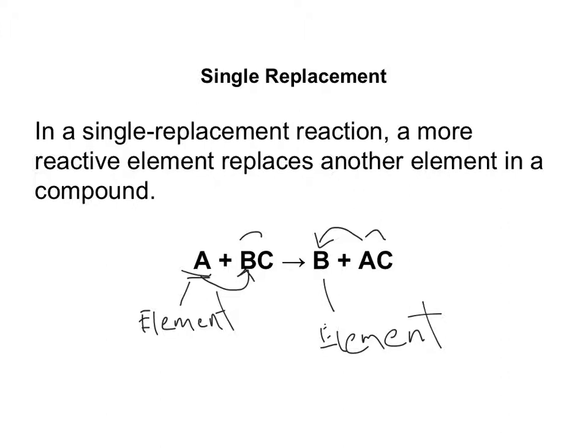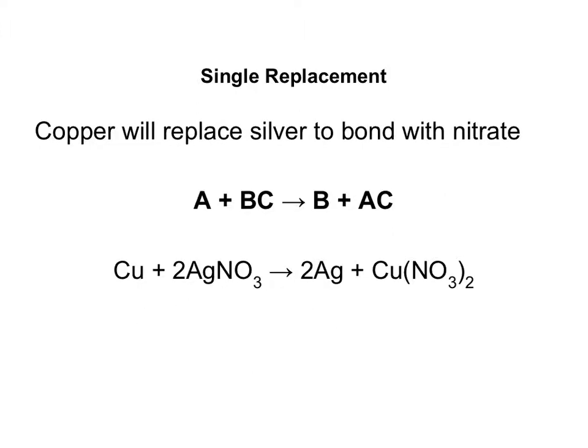So the element that starts out by itself becomes part of the compound, and the element that was in the compound is now by itself. Okay, so that's the key hallmark of a single replacement reaction. So here's a typical example.